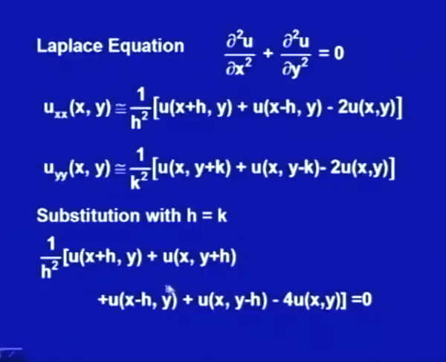Now, since it is equal to 0, this 1 upon h square term will go out because h is not 0. So, if I multiply it out, what we would be getting is u(x+h, y) plus u(x, y+h) plus u(x-h, y) plus u(x, y-h) minus 4 times u(x, y) is equal to 0. So, we are getting this 5 points, the 5-point formula for the Laplace equation.